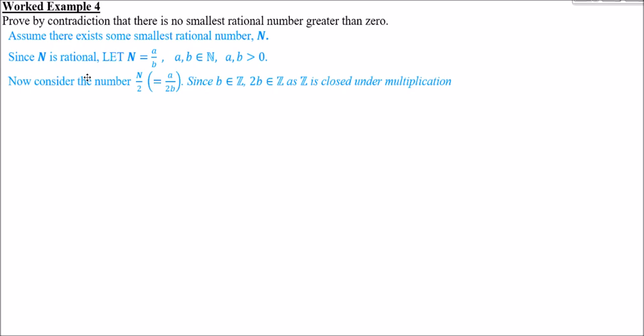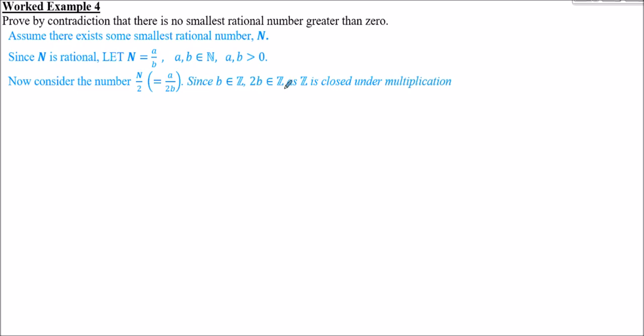However, if you now consider the number N over 2, that would be a over b divided by 2, which should be a over 2b. The numerator a has not changed, but b has become 2b. But since b is an integer, or a natural number we could say, then 2 lots of b is also a natural number. And that goes back to that idea of closure we mentioned earlier. You don't need to write down that Z is closed under multiplication.